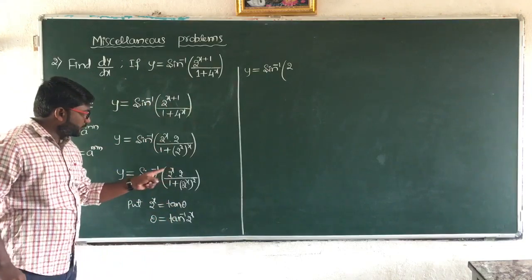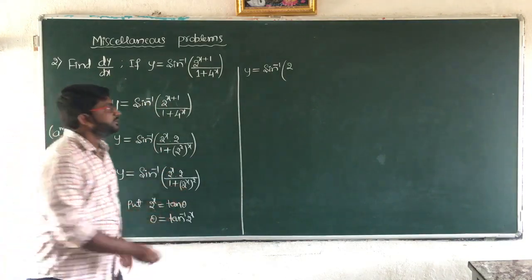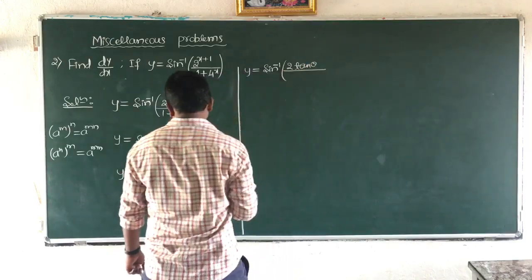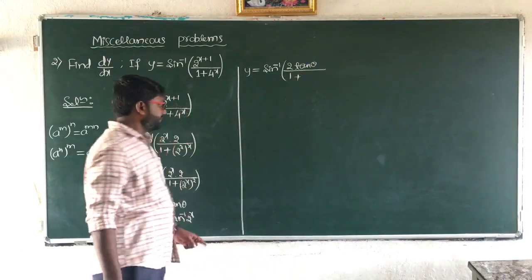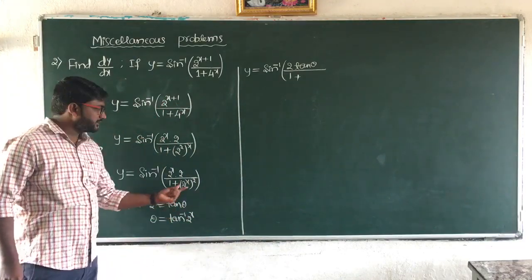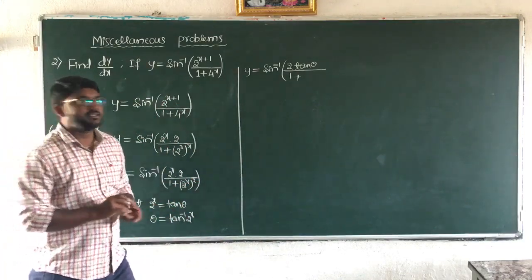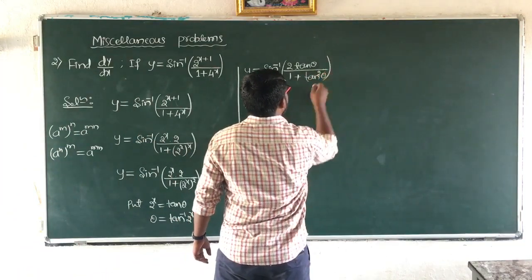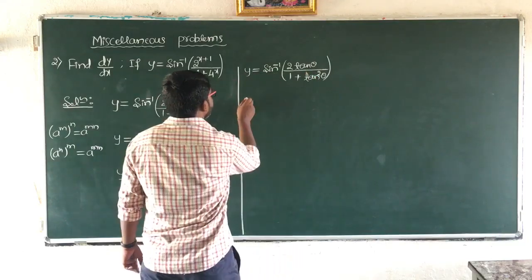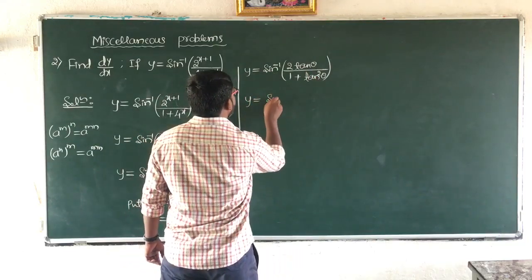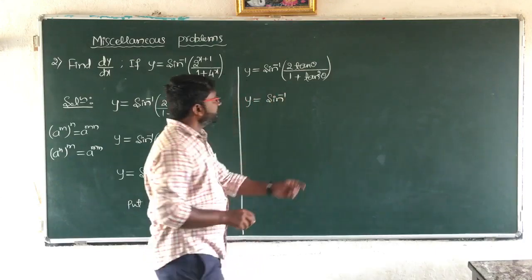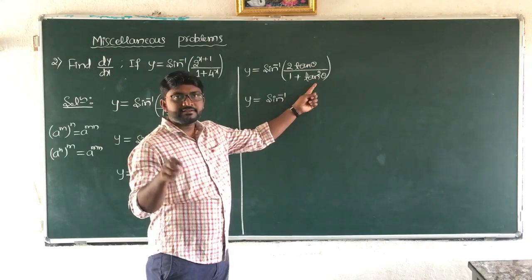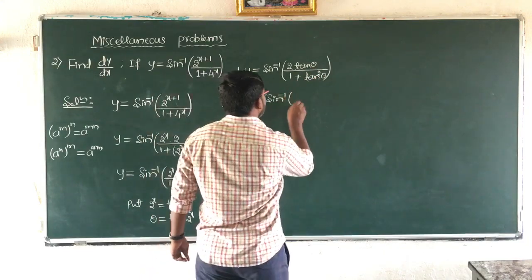Then what is 2 raised to x? It is tan theta. So tan theta divided by 1 plus 2 raised to x, which will be tan theta the whole square. Tan theta the whole square can be written as tan square theta. So now see here, y is equal to sin inverse. In first PUC we have studied that 2 tan theta divided by 1 plus tan square theta is sin 2 theta.